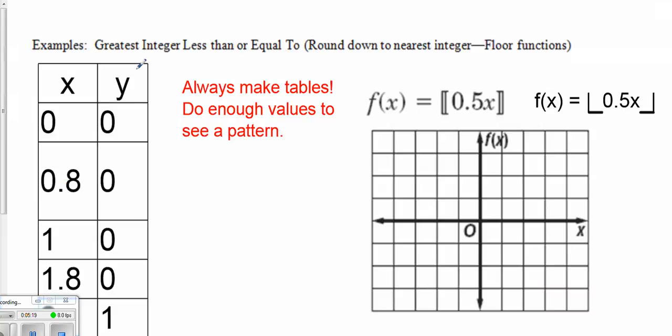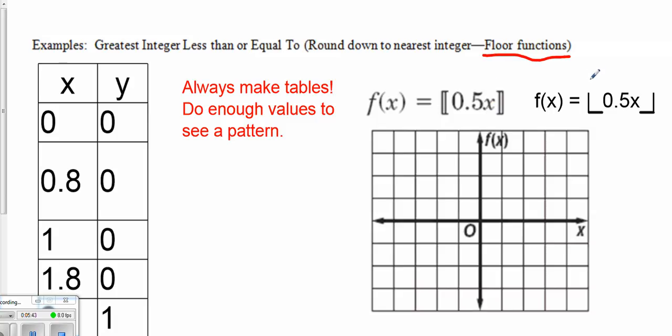Now, when we're graphing our own step functions, this is actually called the greatest integer less than or equal to. It always means to round down to the nearest integer. You might also call it the floor function. It can be written like this. You can see there's the squared off bracket with two bars. Notice the double barred bracket.